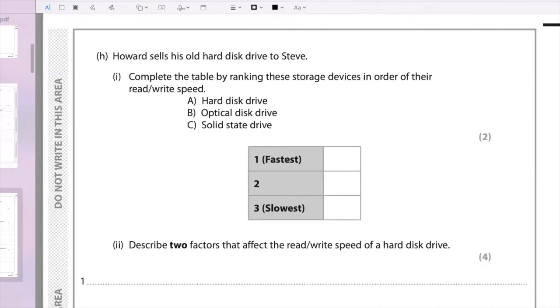H. Howard sells his old hard disk to Steve. Complete the table by ranking these storage devices in order of their read-write speed. Hard disk, optical disk drive, solid state drive. So you need to put a letter, which is the fastest. So the fastest is the solid state drive. Second fastest is the hard disk drive. And slowest is the optical disk drive. So there's the correct answer there.